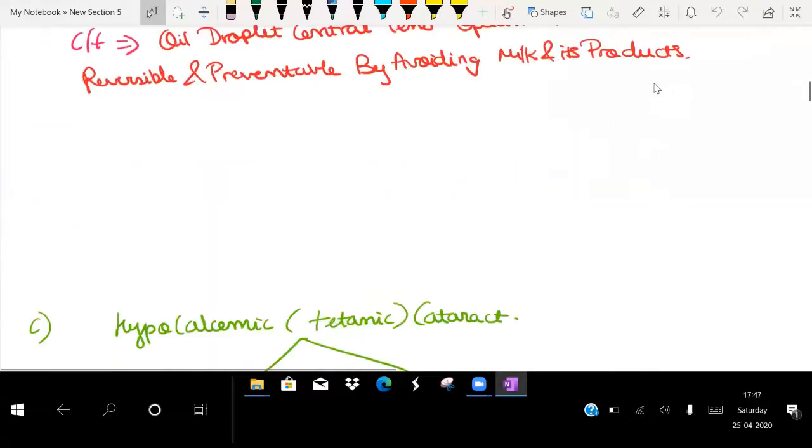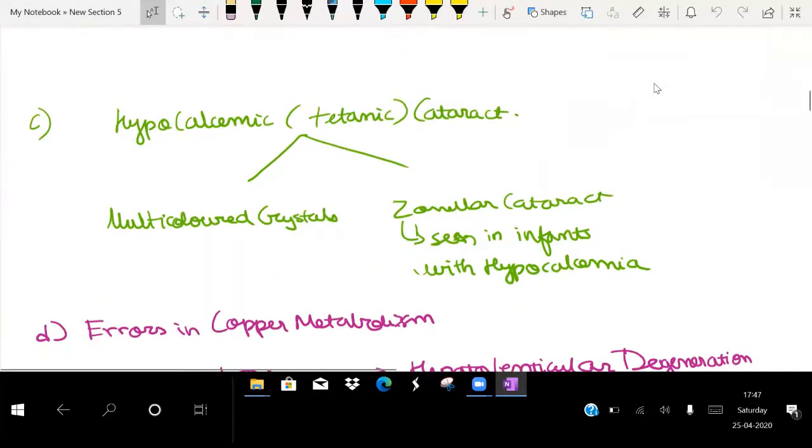Moving on to the third type, we have the hypocalcemic or tetanic cataract, which can show two features. We can have multicolored crystals, or we can see a zonular cataract. And zonular cataract is generally seen in infants with hypocalcemia.